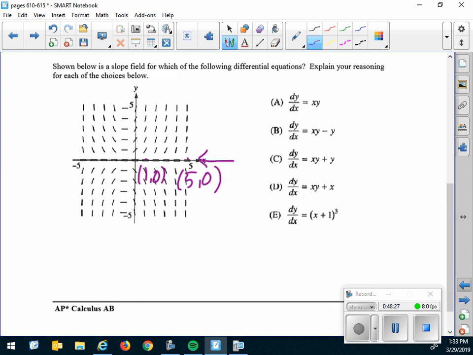Let's see. With this one, x times y, would that give me 0? Would x times y minus y give me 0? Would the c give me 0? Would d give me 0? No. Would this one give me 0? All right, so, okay, we got it narrowed down, right?